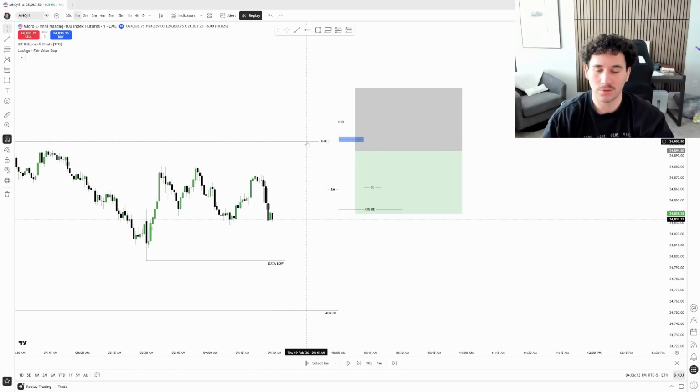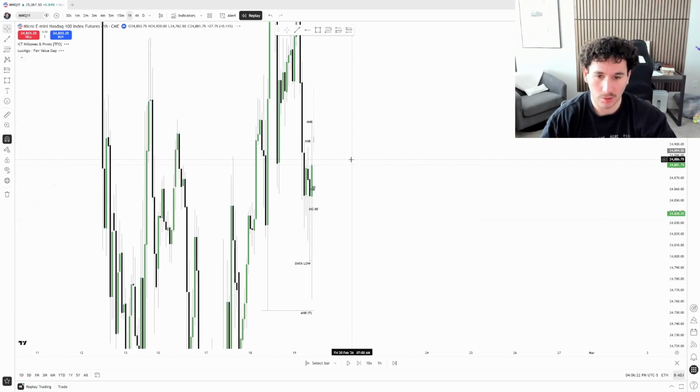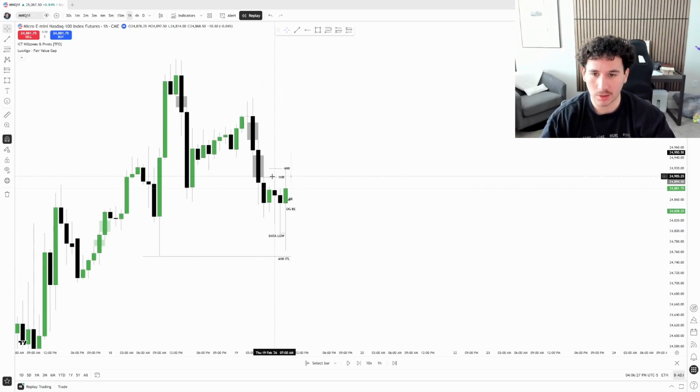So we had this 1-hour fair value gap above. This 4-hour fair value gap opened later in the session, so it wasn't here quite yet, but I'll just quickly show you the 1-hour time frame respecting this 1-hour bearish, moving down towards this 4-hour intermediate low.